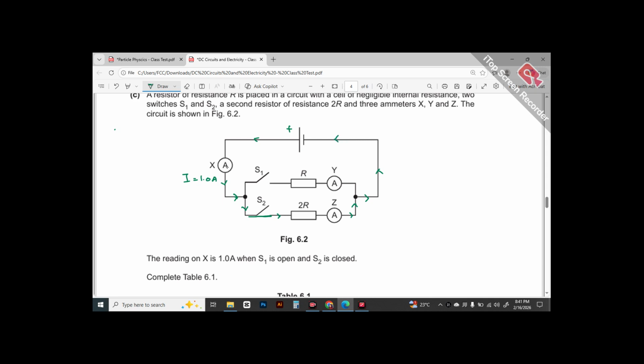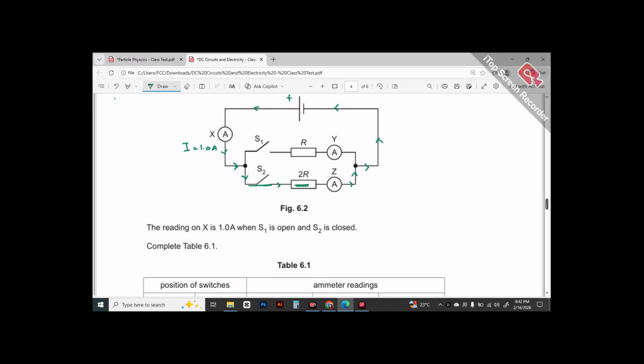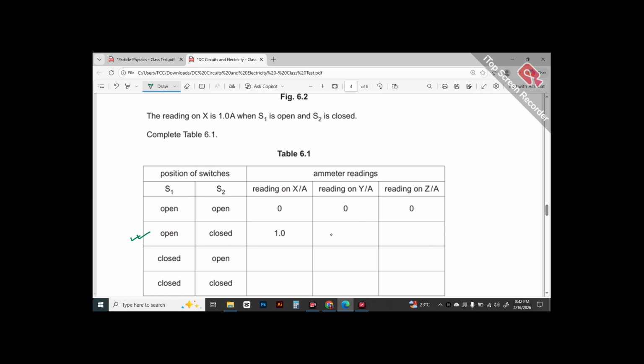So I was told the current value that ammeter X gives you is 1, and from this diagram I understood that there is only a single loop in the circuit right now, so the same current will pass through the whole circuit because it is a series combination, the parallel part is not working at all. So whatever was the current measured by ammeter X, same current would pass through the switch, same current would pass through this resistor of value 2R, and the same current would be reflected in the ammeter Z and throughout the loop. So yes, ammeter Z would also reflect a current of 1.0.